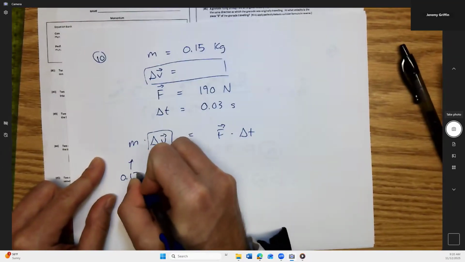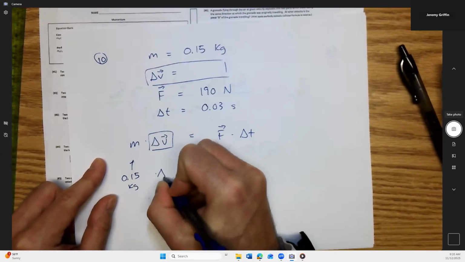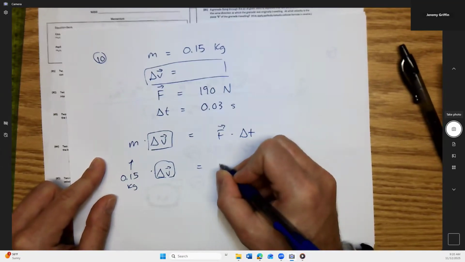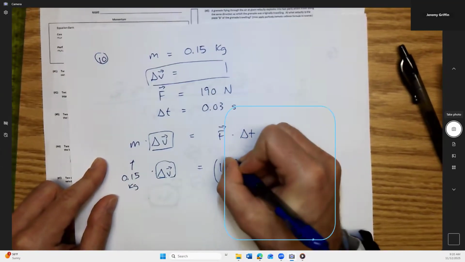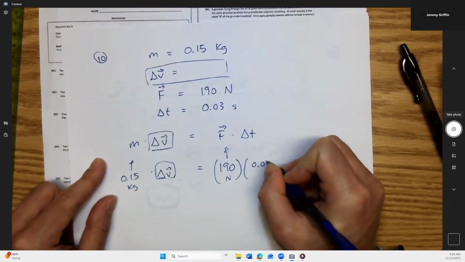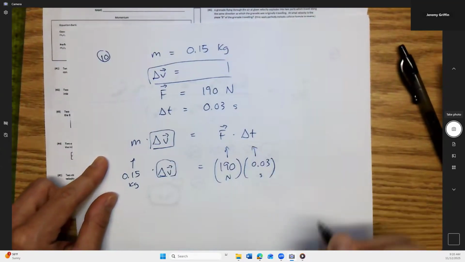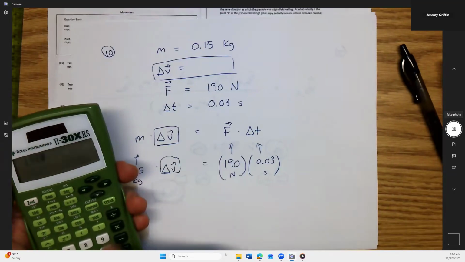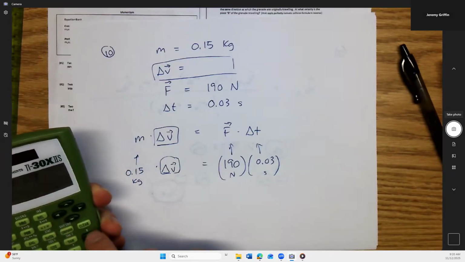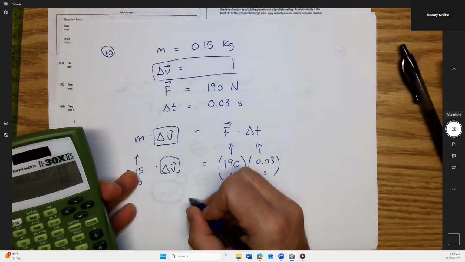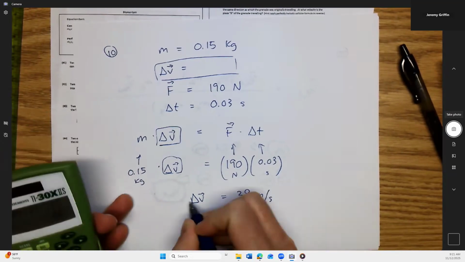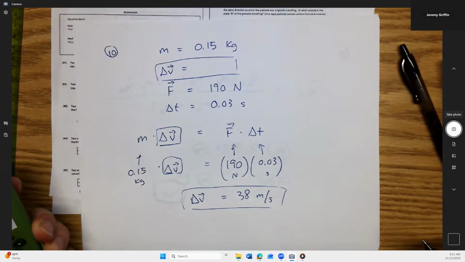So let's put in 0.15 kilograms for the baseball. Delta V we're solving for. This is honors. Got 190 newton force right there, and 0.03 seconds right there. So 190 times 0.03 over 0.15. I'm getting the delta V, the change of velocity, is 38 meters per second. That's not too bad, right? That's okay for number 10.